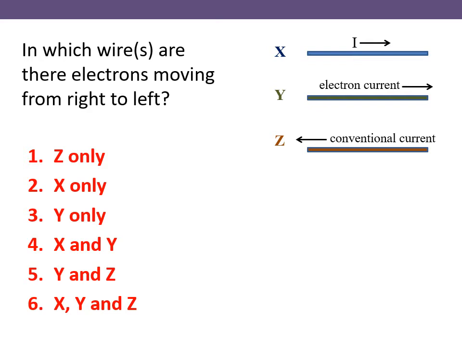Hang on, I've got that wrong. It was in X, wasn't it? In X, positive charge is flowing from left to right, therefore electrons are flowing from right to left. So in X, the first one, the electrons would be flowing from the right-hand end of the wire to the left-hand end, opposite to the direction of conventional current that's illustrated there. So the answer would be X only, is where the electrons are moving from right to left.